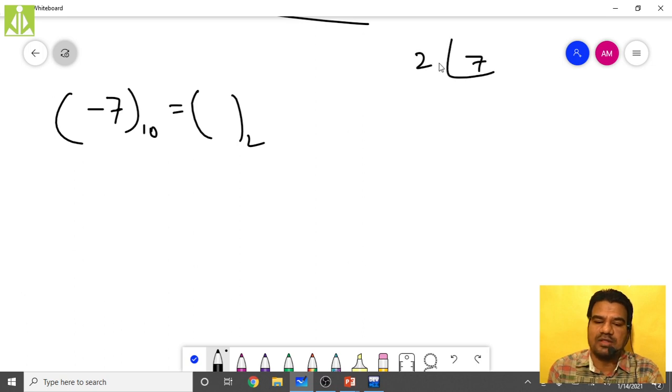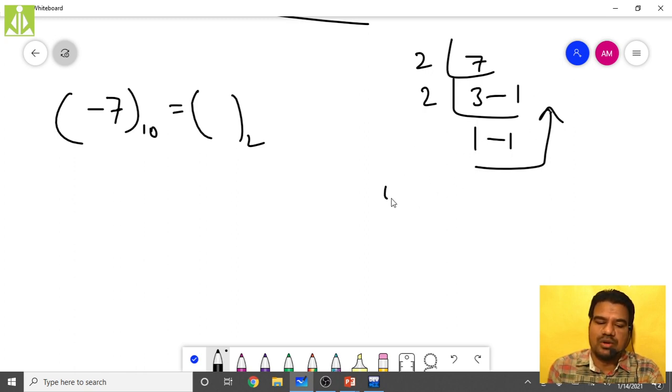So simply divide with 2. 3's remainder 1. Then 2 1's remainder 1. So go in this way and write all the numbers. So 3 digits we have. In 8 bits we represent, 3 bits we have here, so remaining 5 bits, what we are doing? Adding zeros. Then 1 1 1. So this is equivalent for 7.